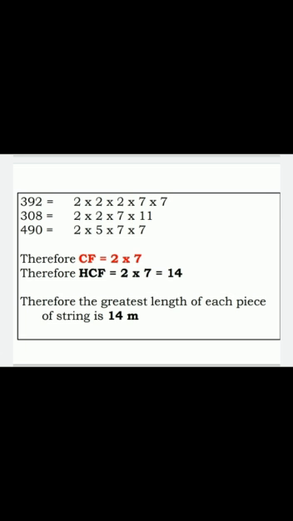Now after factorizing 392, 308 and 490 separately, you get 392 is equal to 2 into 2 into 2 into 7 into 7. 308 is equal to 2 into 2 into 7 into 11 and 490 is equal to 2 into 5 into 7 into 7. Now here the common factors are 2 and 7. So 2 into 7. Therefore HCF is equal to 14. So we can say the greatest length of each piece of string is 14 meter.